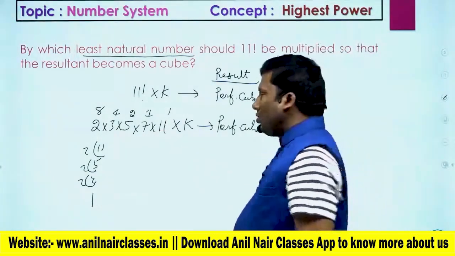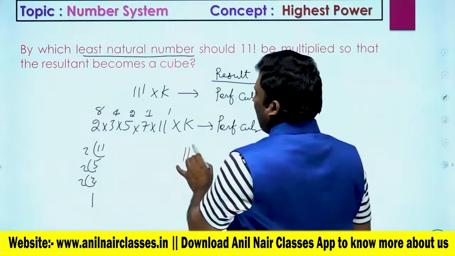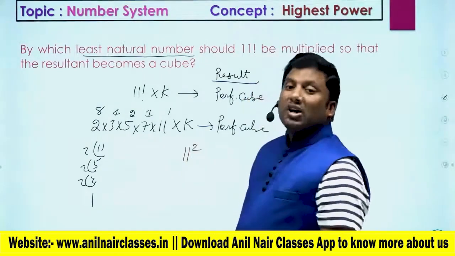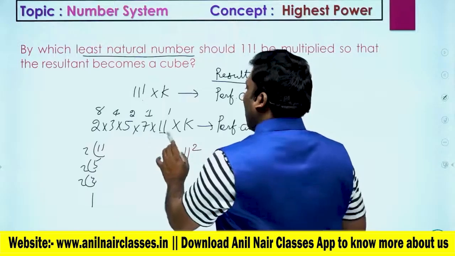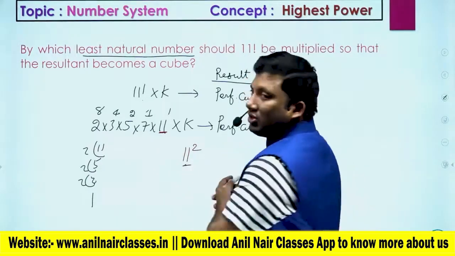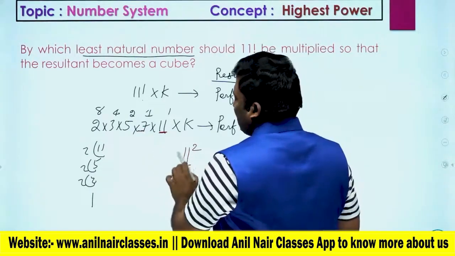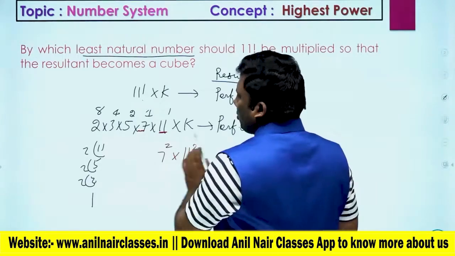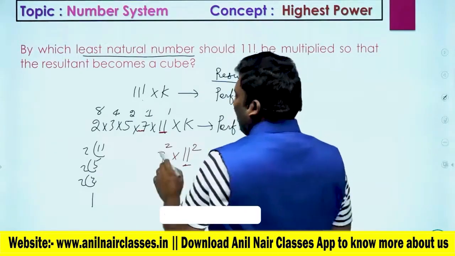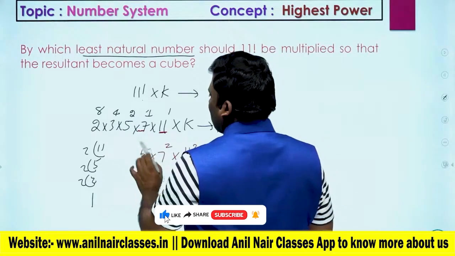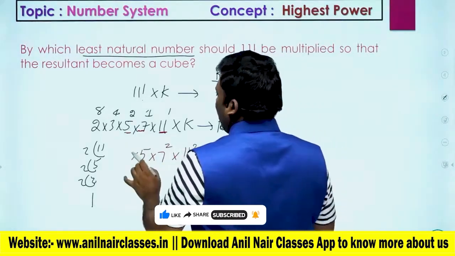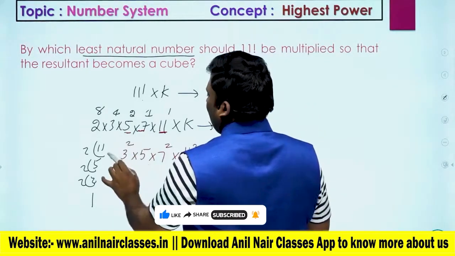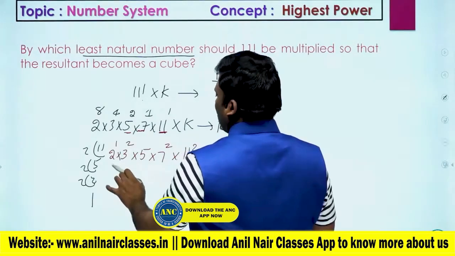11 is there in the question, so another 11 square should come. Yes or no? Because perfect cube means power should be a multiple of 3. 11 is there, another 11 square should come. 7 is there, another 7 square should come. 5 square is there, another 5 should come. 3 power 4, another 3 square should come. 2 power 8, another 2 power 1 should come.